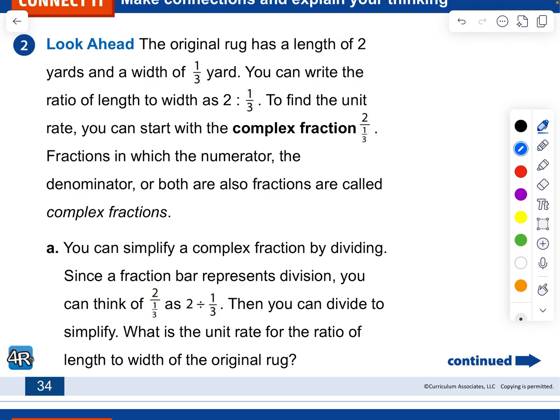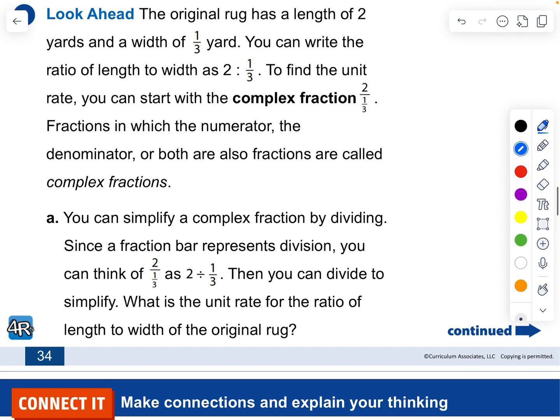What is the unit rate for the ratio of length to width of the original rug? So what is 2 divided by 1/3? Remember that 2 divided by 1/3 is the same thing as 2 times the reciprocal, 3 over 1, which is just 3, or 6.